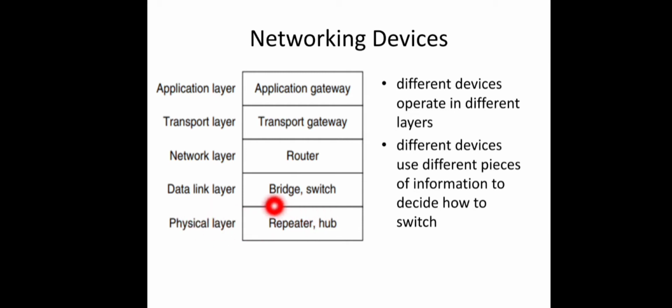You can see here that repeater and hub work on the physical layer, and bridge and switch on the data link layer, like that. That means the piece of information they use for working is different. Okay, so we will see one by one.